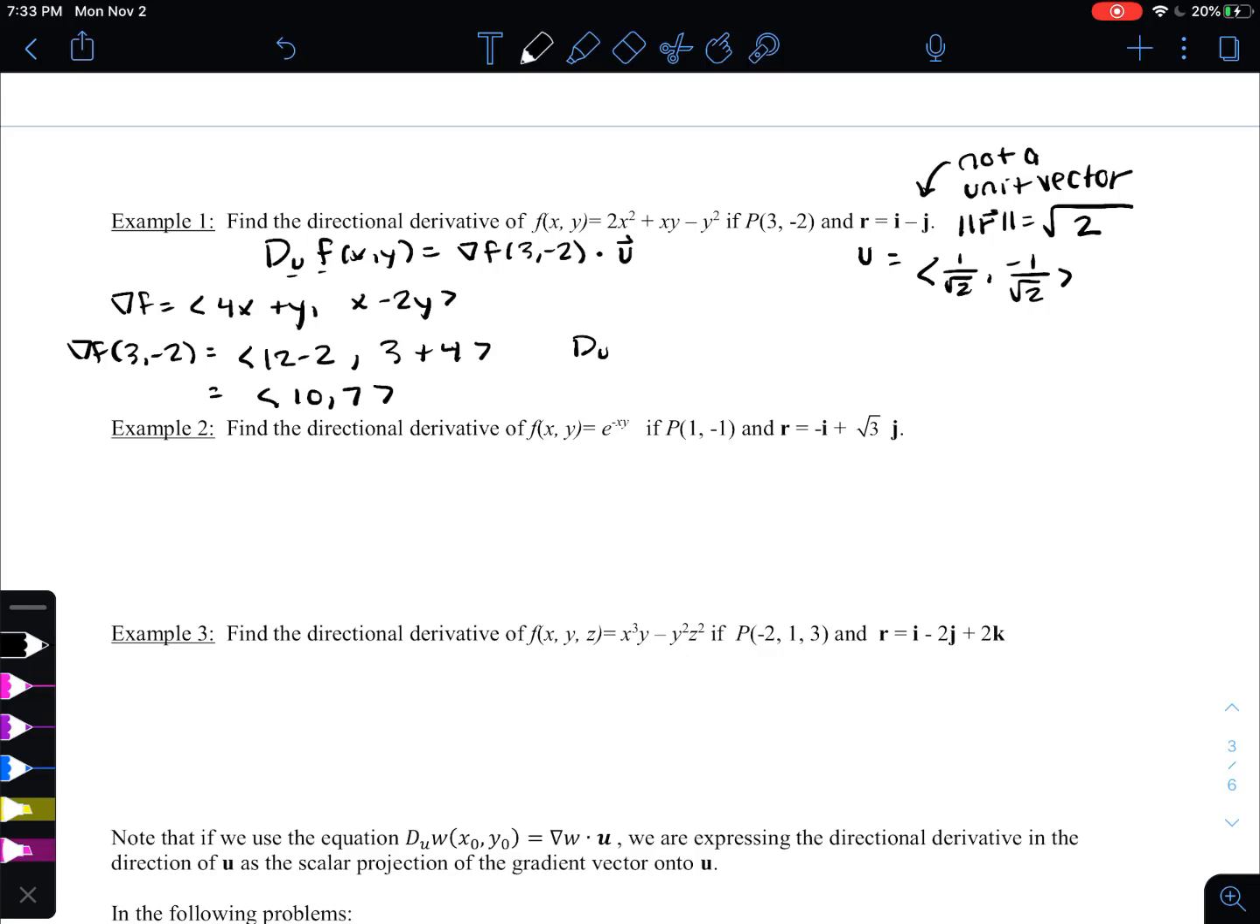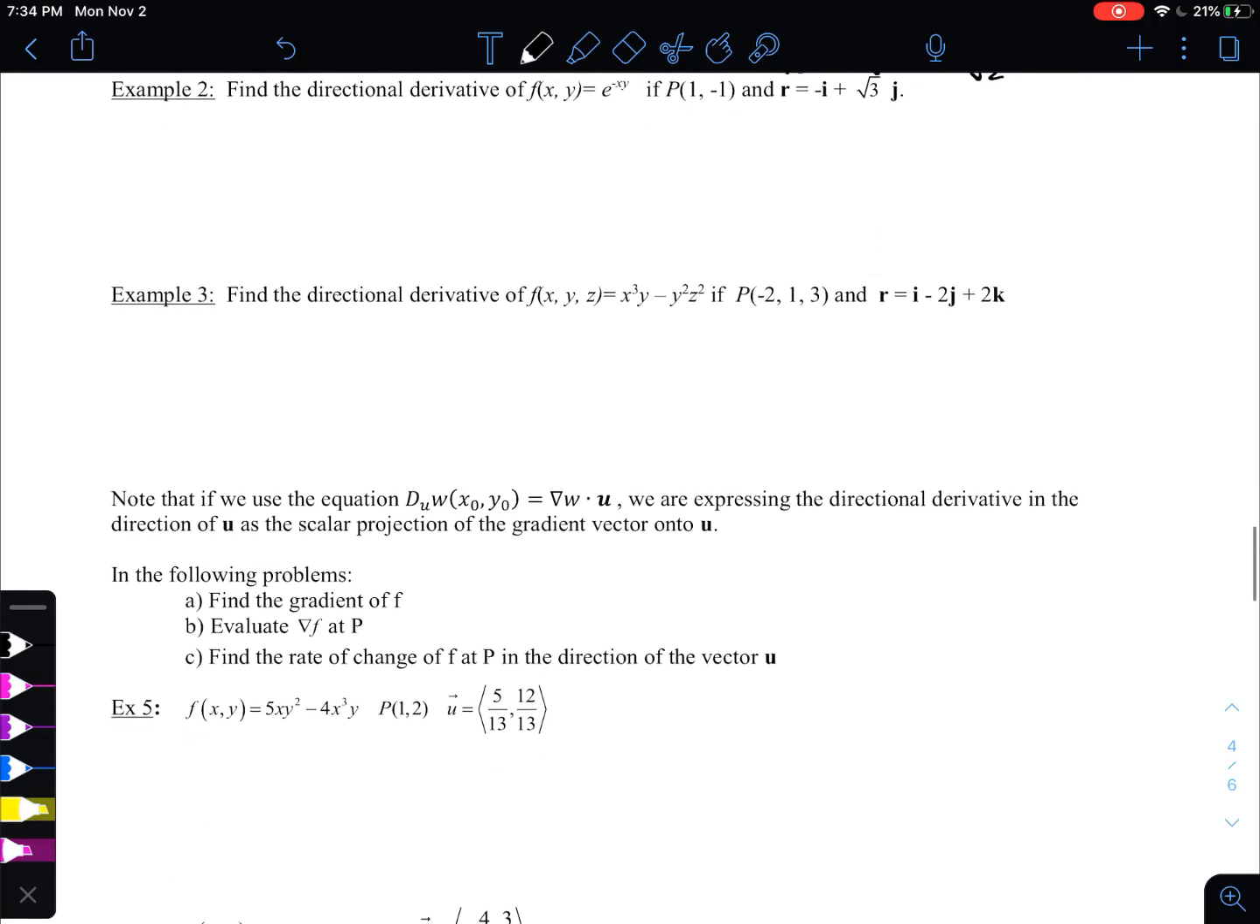So my directional derivative in the direction of u of the function f of x and y at the point (3, -2) is (10, 7) dotted with (1/√2, -1/√2). Okay, so in the end, notice that it's a scalar projection, so the result should be a slope. It should be a scalar. Okay, so I'm getting 10/√2 - 7/√2, which is 3/√2. Okay, fun times.